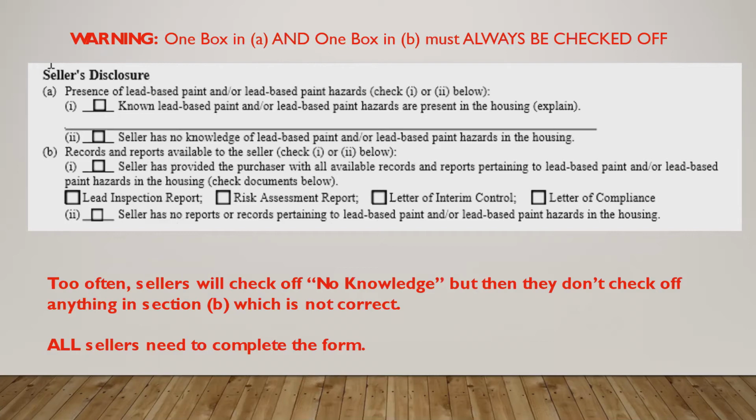Too often, sellers will check off no knowledge of lead-based paint under section A, but then they don't check off anything in section B, which is not correct. All sellers need to complete the form.